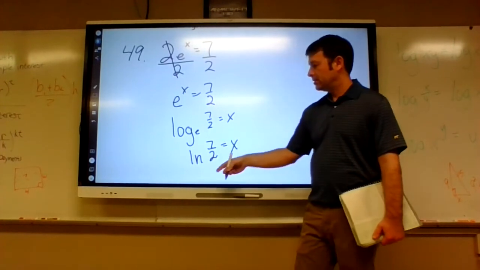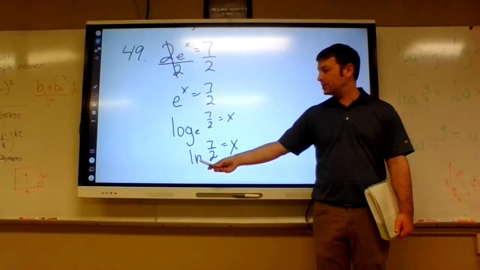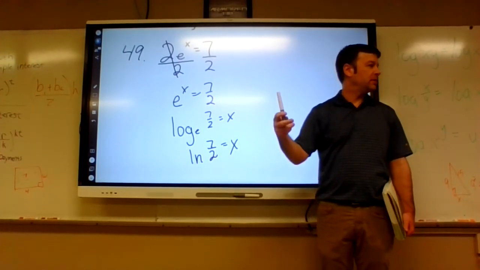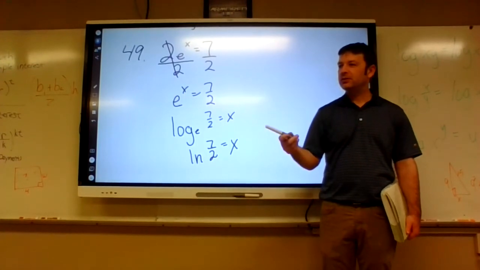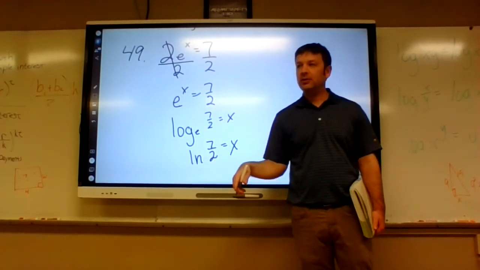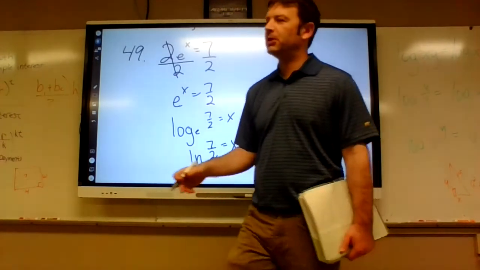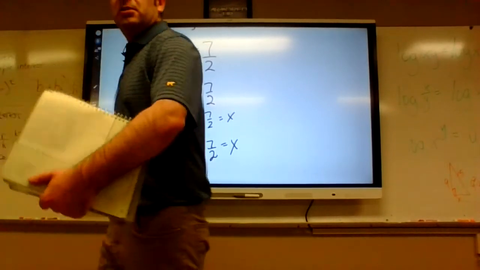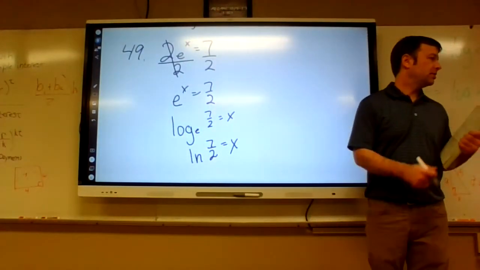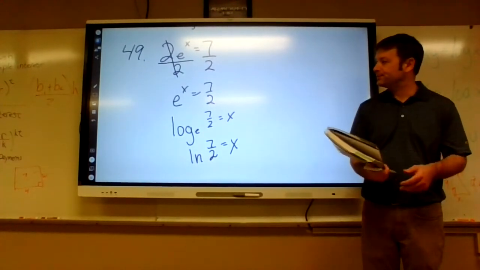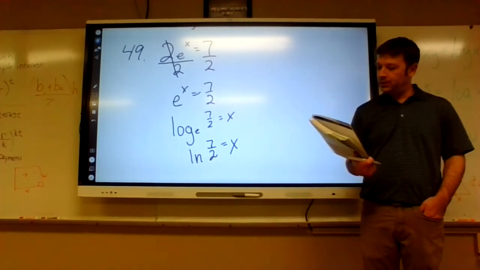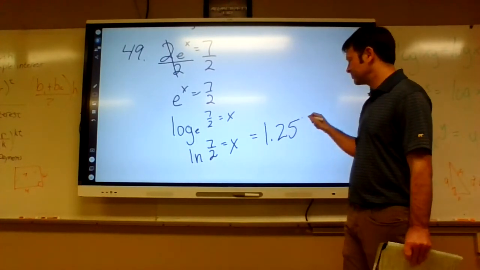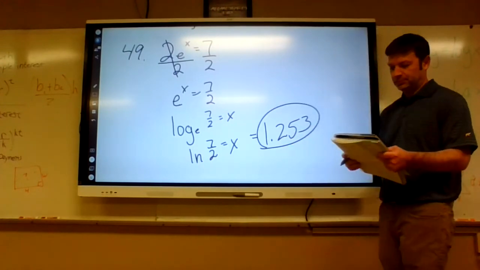And you all should have a button on your calculator that says natural log. So you just hit that. Do you want us to round to the thousandths? They put 1.253. Yeah, the directions did say the thousandths place.